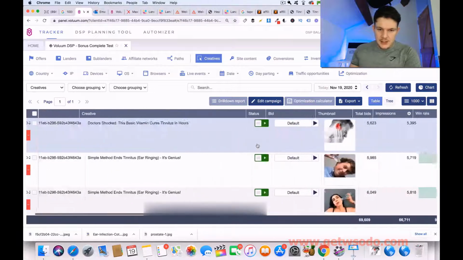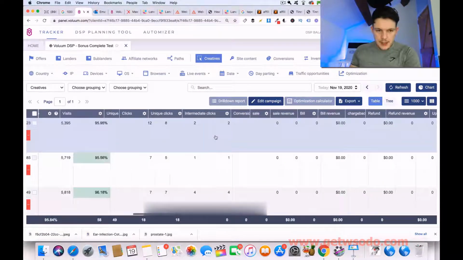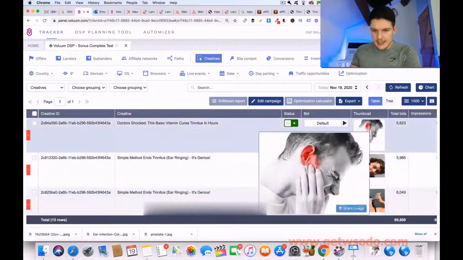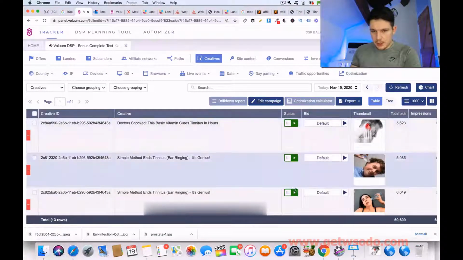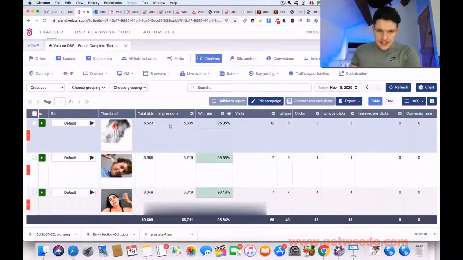So what I do is just come and have a look and come to the stats. And basically, the way it's laid out, it's got your creative headlines down here, the images down here. You can turn them all off and on using these little green buttons. And then this is the impressions that each of the adverts have had. And this is the win rate.